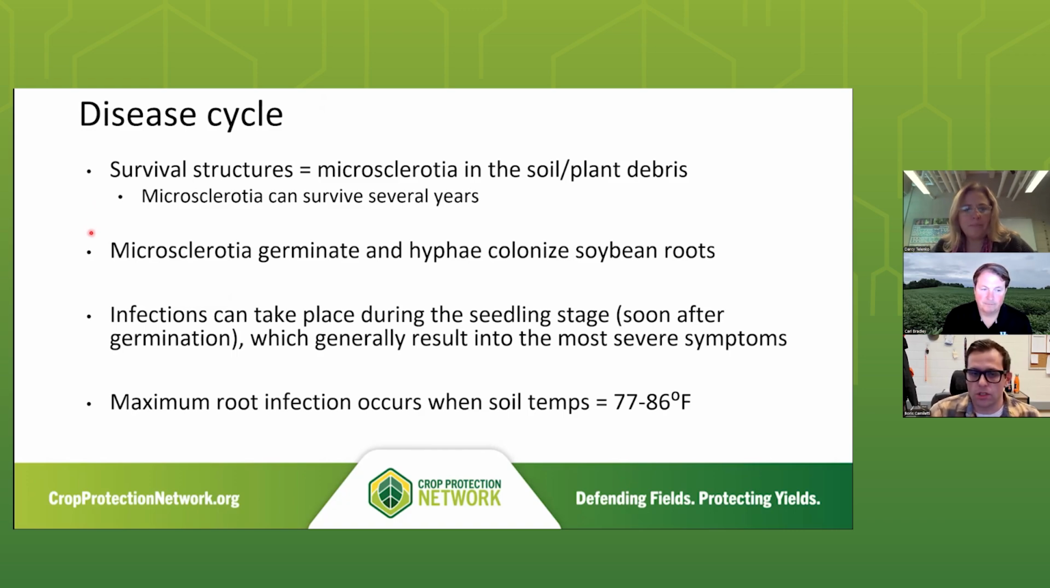During the season, the microsclerotia will germinate and the fungus will colonize the soybean roots. This infection can take place right after planting. In general, those infections occurring right after planting will result in more severe symptoms. These infections can occur more frequently when the soil temperatures are between 77 and 86 Fahrenheit.